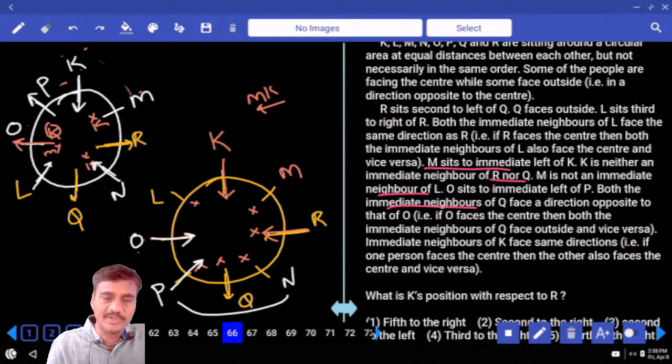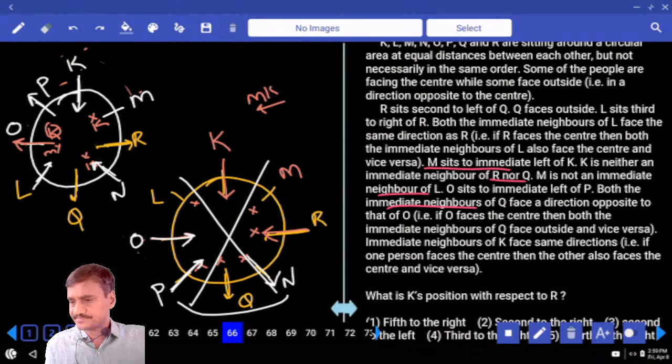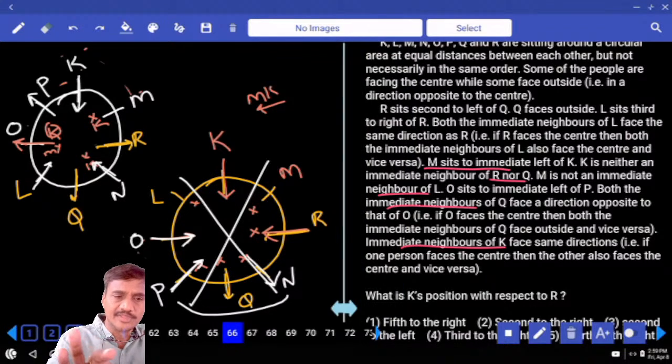The immediate neighbors of Q, P and N, must be away from the center. N is away, whereas P is facing towards the center. Hence, this case is ruled out. Now we are left with only the first case. And next one: the immediate neighbors of K face the same direction. That means P and M are facing the same direction.